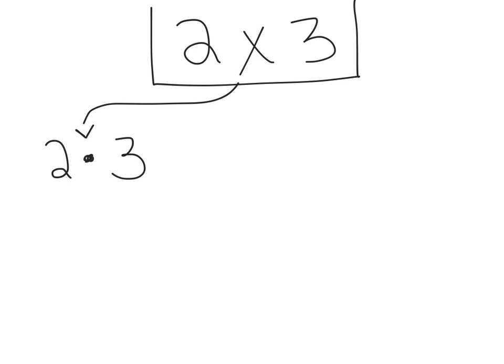We could also show this same multiplication problem using parentheses. So when a number comes right up against a parentheses with another number inside, that represents a multiplication problem. It's showing us to distribute this 2 inside the parentheses to the 3 using multiplication.